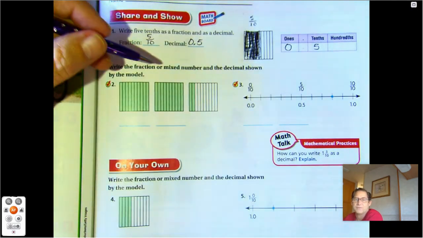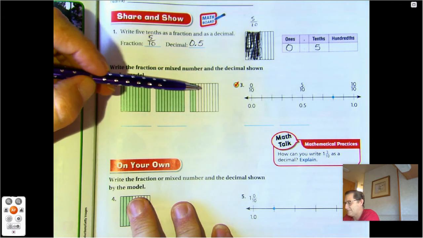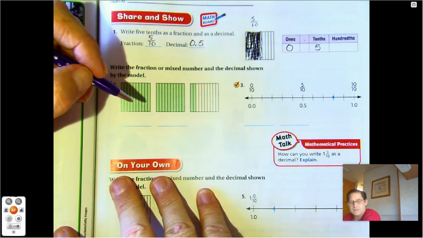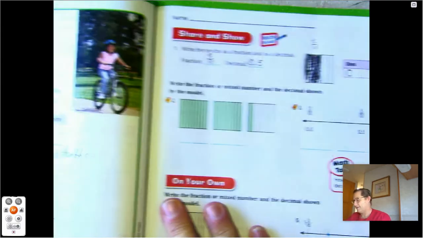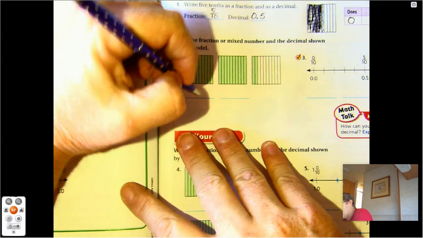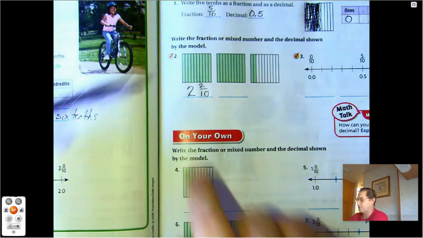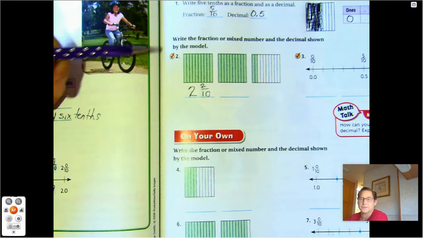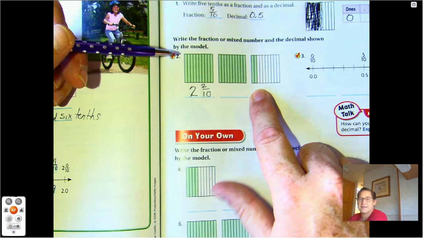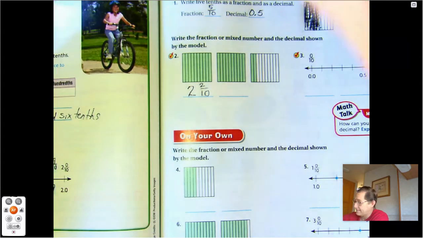All right, write the fraction or mixed number and the decimal shown. So we have 10/10, 20/10, 22/10. And so we want to say 2 and 2/10. How do we get the 2? Well, because there are 2 complete squares. Where did we get the 2/10 from? Because there were 2 additional pieces out of 10 parts. So 2 and 2/10. How do we write that as a decimal?